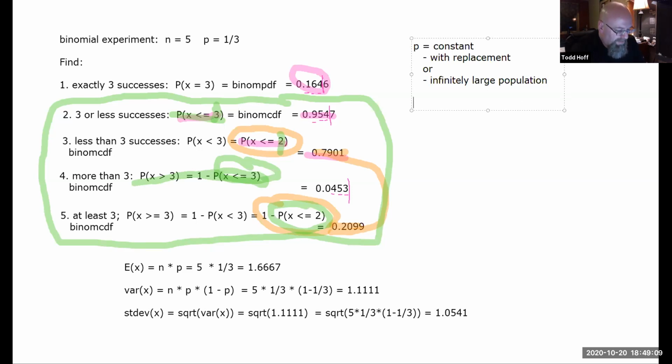So what we say is if n is less than 0.05, in other words, 5% of the population size, capital N being the size of the population. So if the number of trials, the number of samples, is less than 5% of the population, then we're okay to still use the binomial distribution. If n is greater than 5% of the population, then we use something called a hypergeometric distribution.